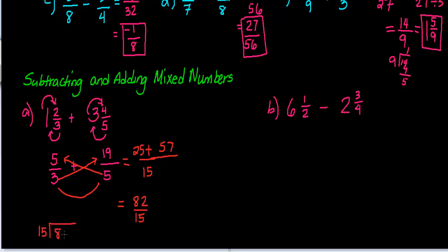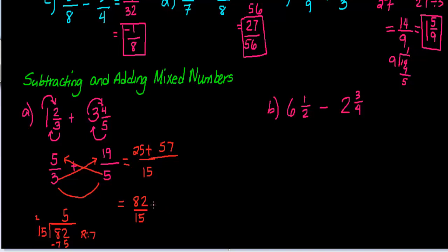82 divided by 15. And 15 goes into 82, let's see, 4 times, 5 times, let's see if it works. This is 25, carry a 2, and you get 75. 82 minus 75 is, I don't have any more space. I'm going to have to work up here. So 82 minus 75 is 7. I get a remainder of 7.